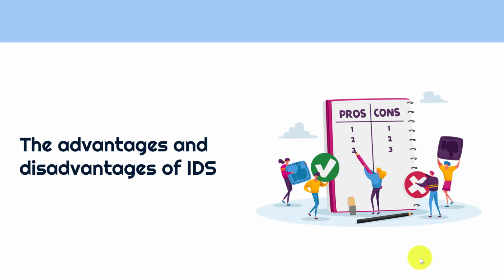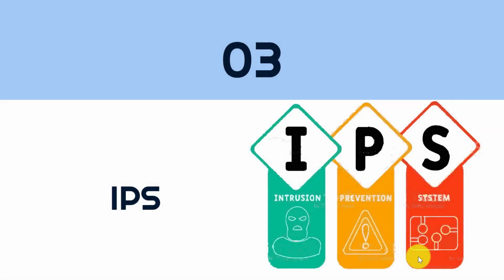And another disadvantage of IDS is limited effectiveness against new and unknown threats. Some IDS rely on signature-based detection, which means they can only detect known threats. They may be ineffective against new and unknown threats. Now we see the IPS.